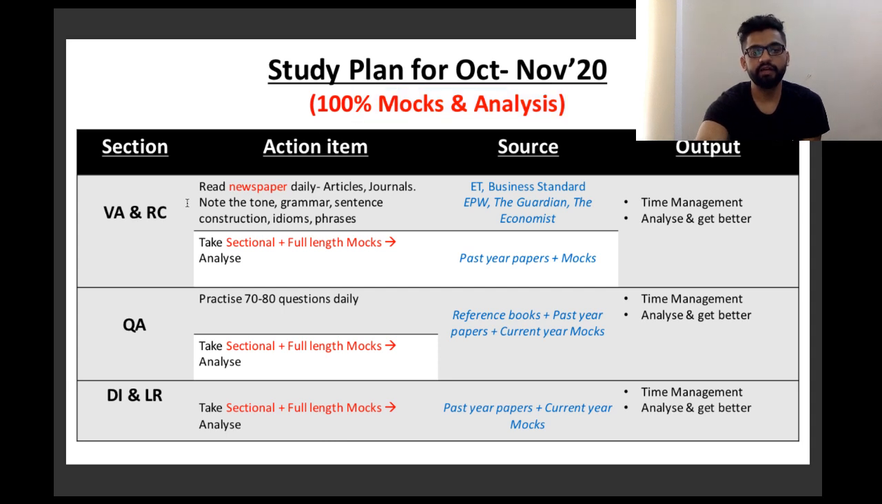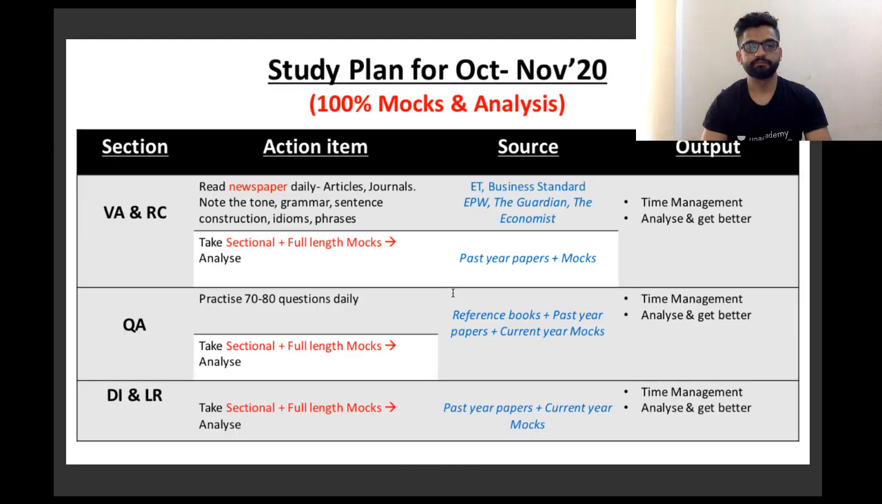Right? VARC, keep reading newspapers. Now start taking tests more aggressively. QA, keep practicing questions. Again, start taking tests. You would have already started taking tests, but continue taking tests. DILR, take only tests now. And what else to do: take the mistakes you've found from previous mocks and solve them in your own leisure time.